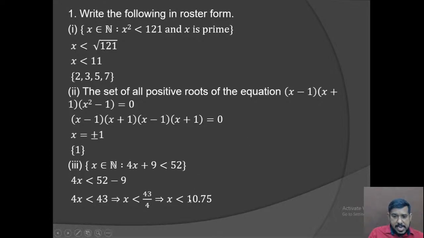Then it is less than 10.75. So the whole number below 10.75 is 10 only. So the numbers start from 1 and go on till 10. That is the set of numbers: 1, 2, 3, 4, 5, 6, 7, 8, 9, 10.